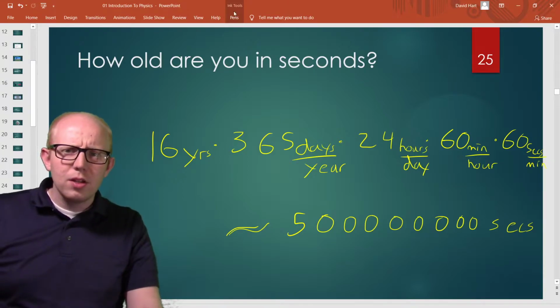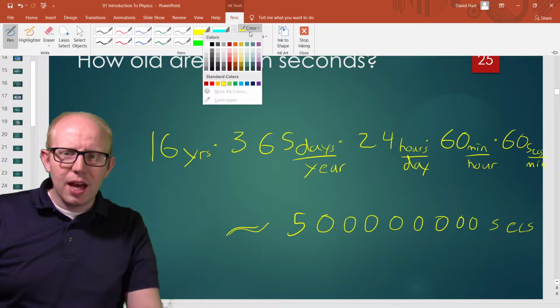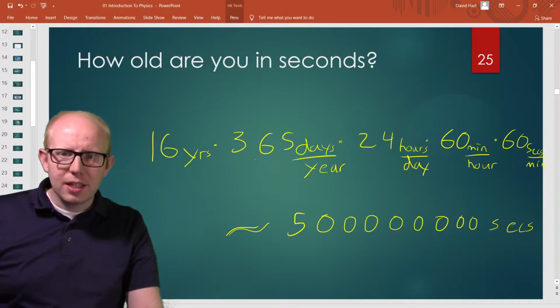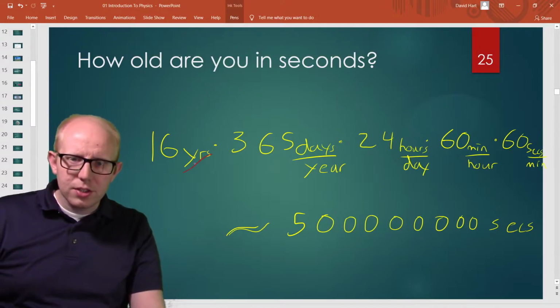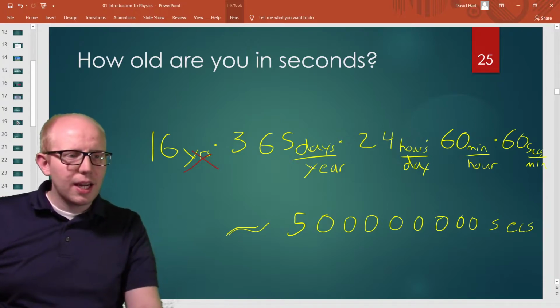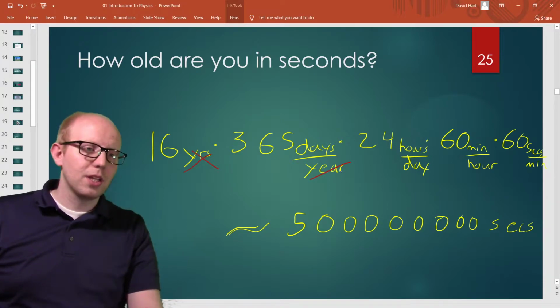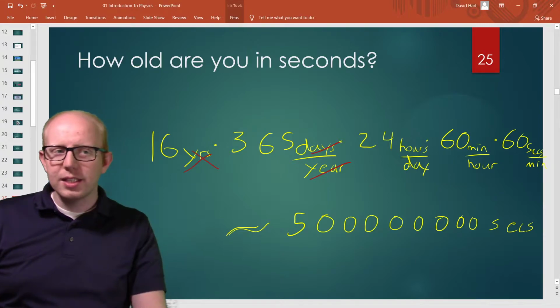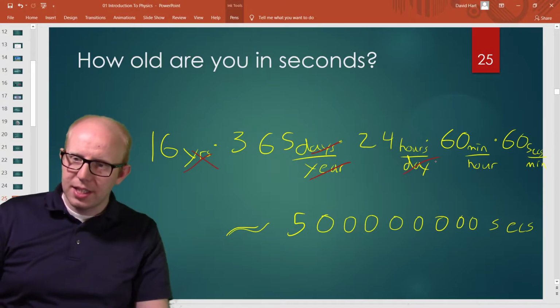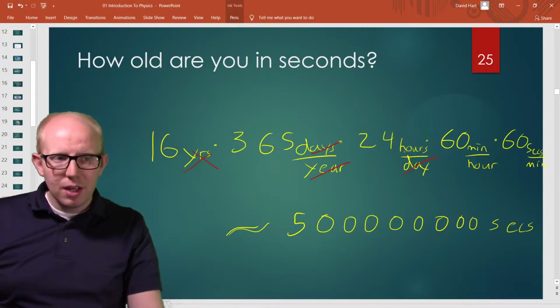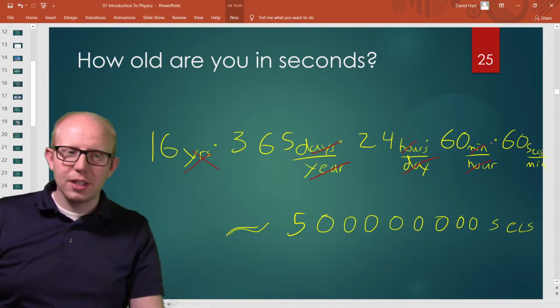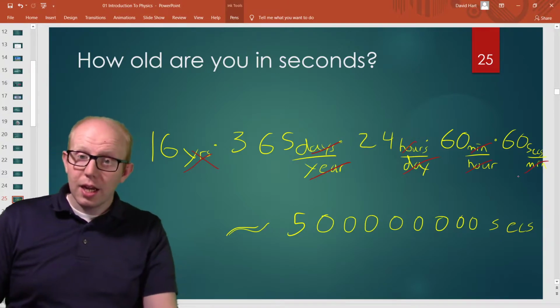So what that means is that basically the years that were on top cancel out with the year that was on the bottom. And the days that were on top cancel out with the days that are on the bottom. And these hours cancel out with these hours. And these minutes cancel out with these minutes, etc.